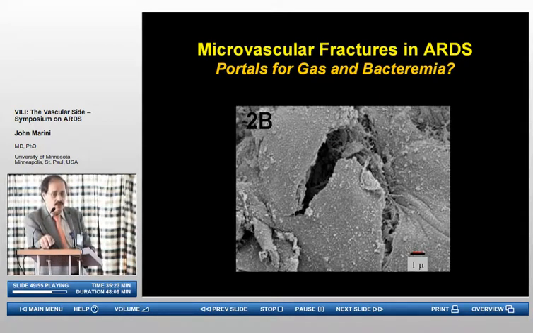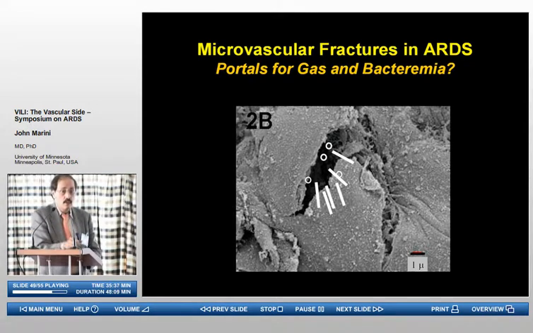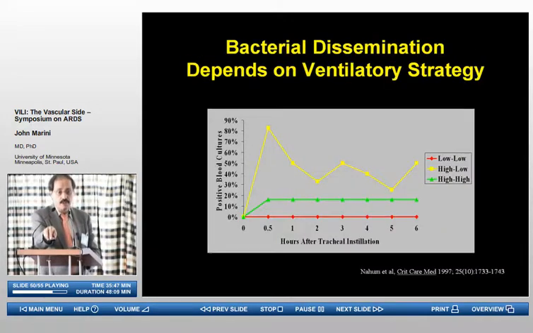When you have a disruption of that magnitude, you do not need mediators to establish a connection between the alveolus and the periphery, because through such portals can go bacteria, can go gas, microbubbles, and both have been shown to occur in experimental settings and in clinical settings.